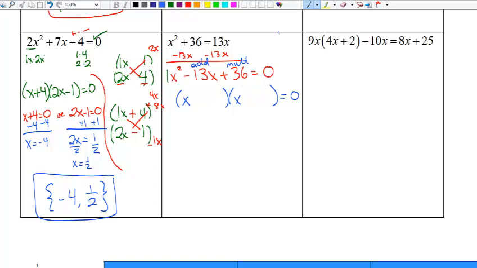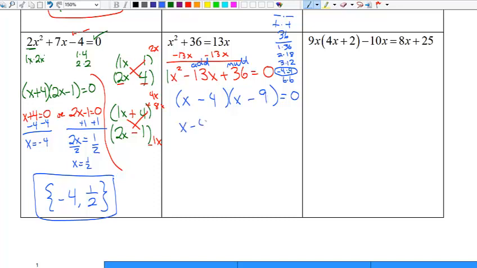My factors of 36 are 1 times 36, 2 times 18, 3 times 12, 4 times 9, and 6 times 6. Because the 36 is positive, I'm either going to have a positive times a positive or a negative times a negative. In this case, I need to add to negative 13, so it looks like both of them are going to need to be negative, and I'm getting negative 4 and negative 9.